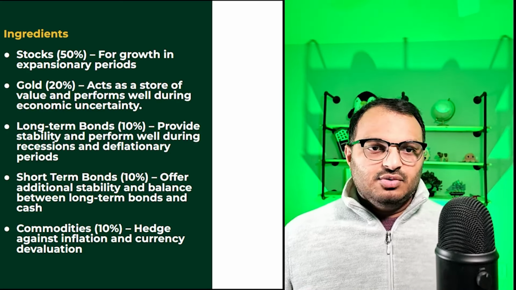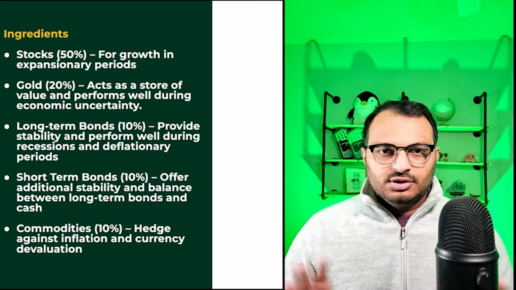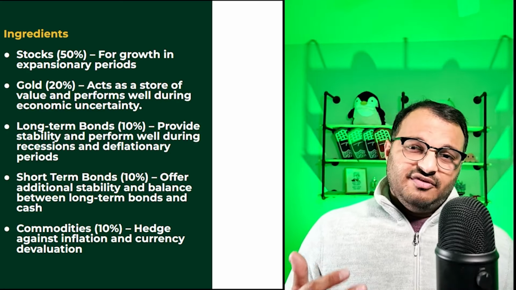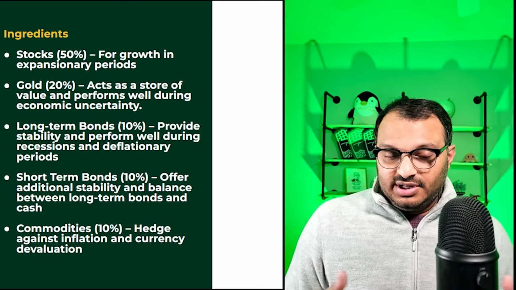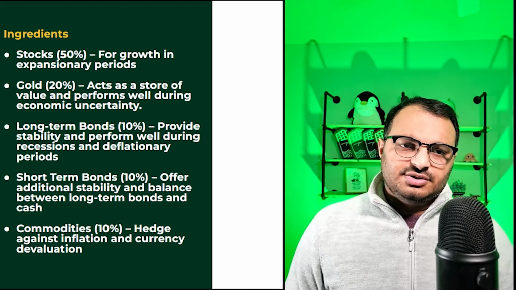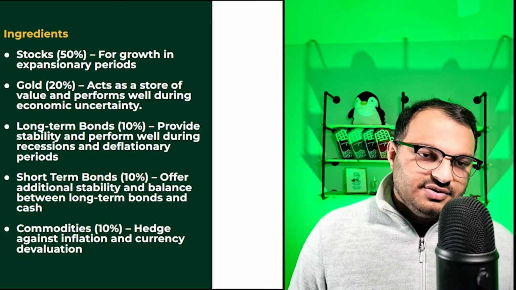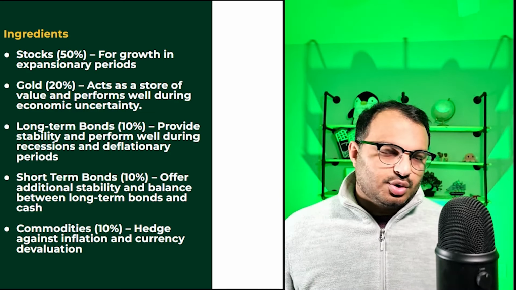And it's just going to keep you planted during all types of uncertainties. And then comes 3 flexible ingredients. Long-term bonds, so it kind of handles recessions and deflationary periods. Short-term bonds are more like the same goal but shorter term.